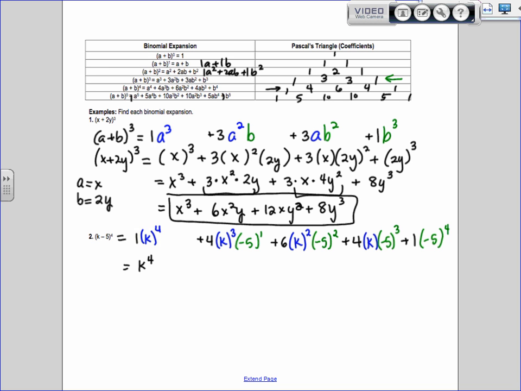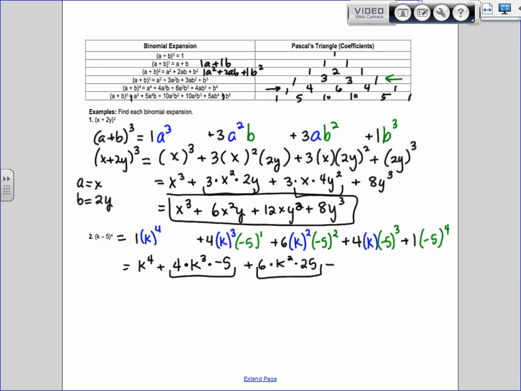And then, like I said, sometimes you can do this all in your head. You can multiply all those terms, but I like to write the intermediate step. On this one, I'm going to have 4 times K cubed, and then times a negative 5. So that's all together as one term. And then the next one, I have 6, and then K squared, and then negative 5 squared is 25. So those are all together as one term. You see what I'm talking about?